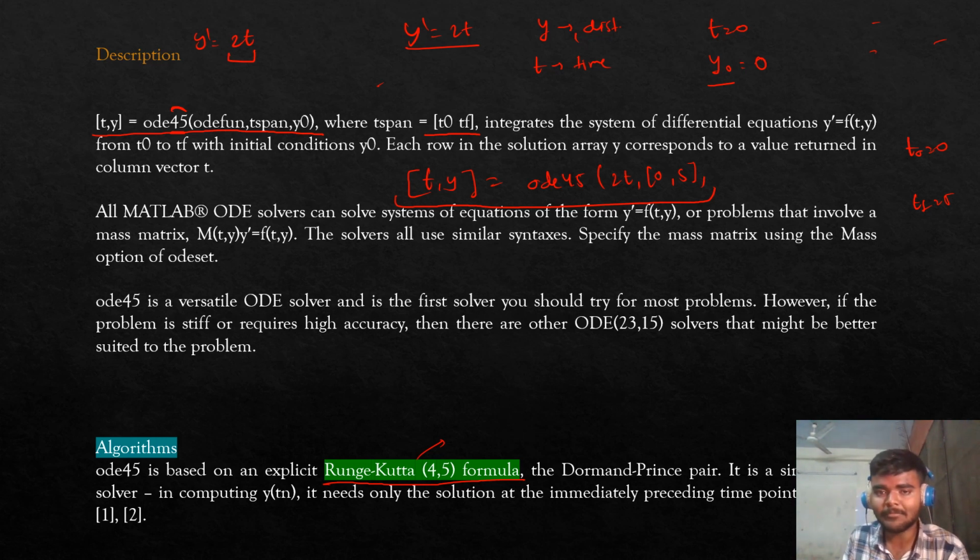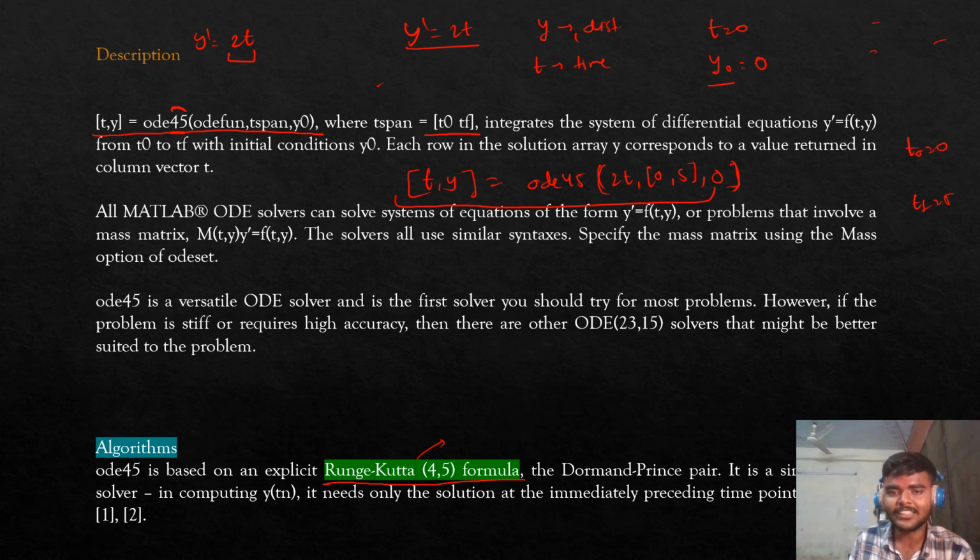So yeah, we will see examples and then we'll understand more in this. So we'll be writing the right hand side here only, 2t, and then the initial condition for t is 0 to 5, and then our y naught will be 0. So this is the snippet of code. I will tell how we'll write the full code.